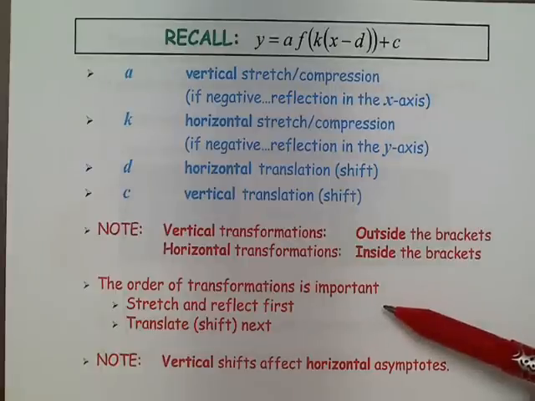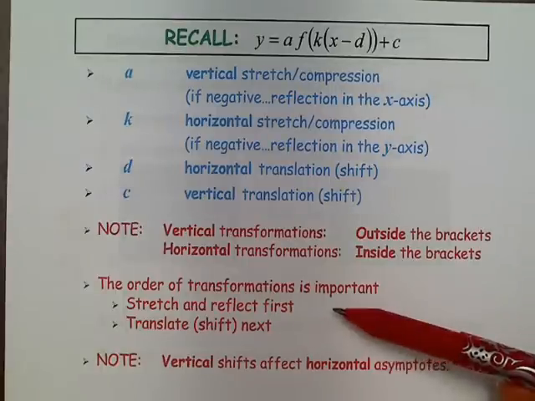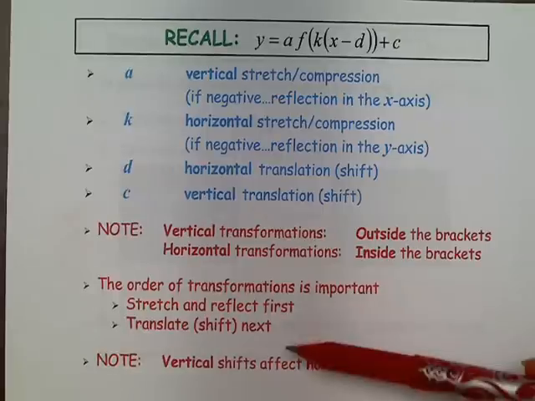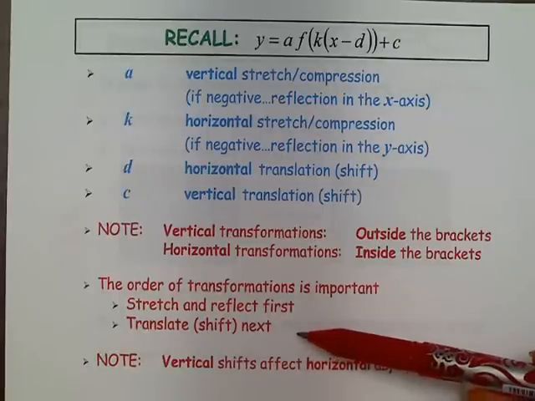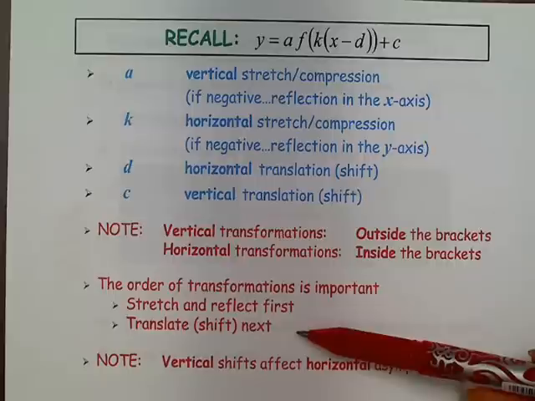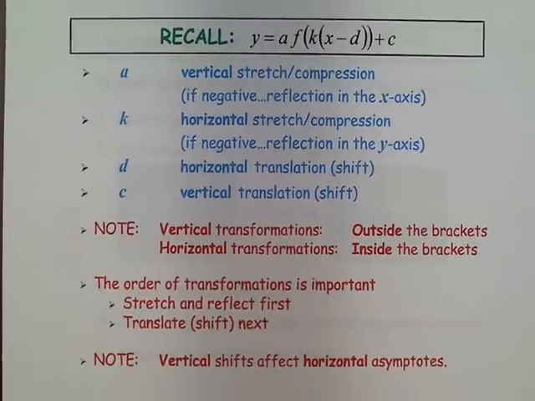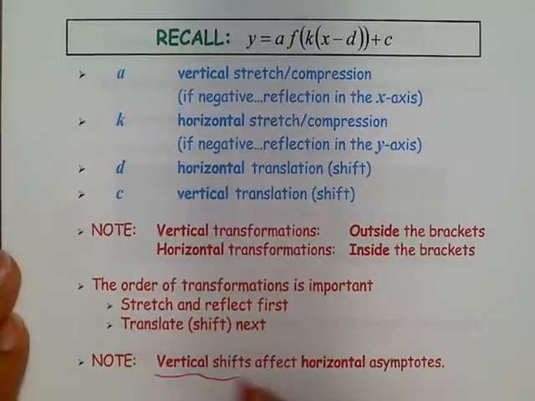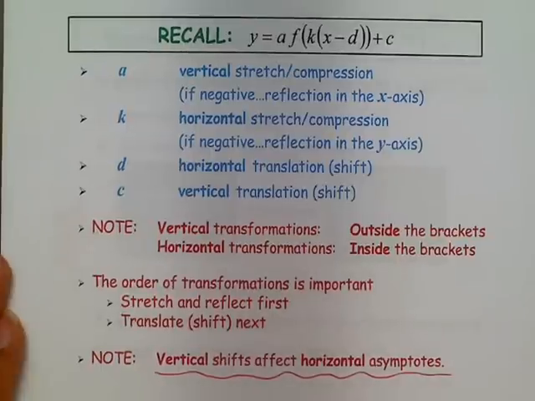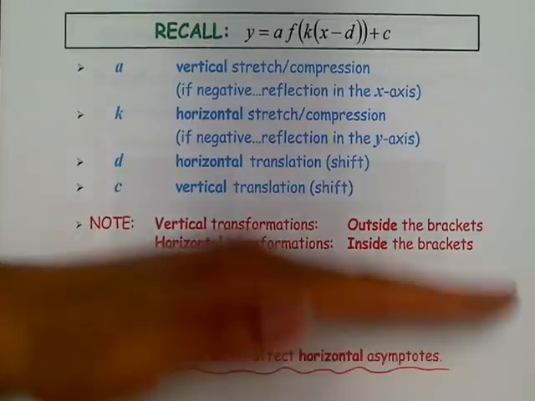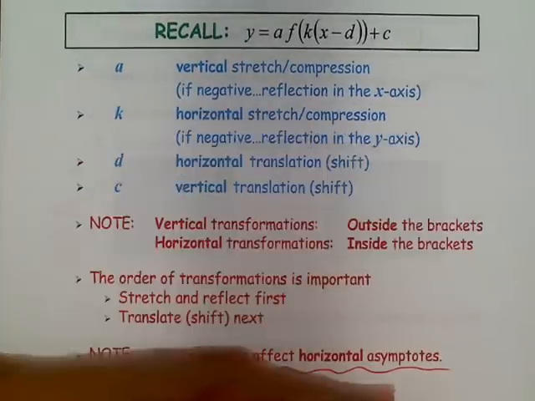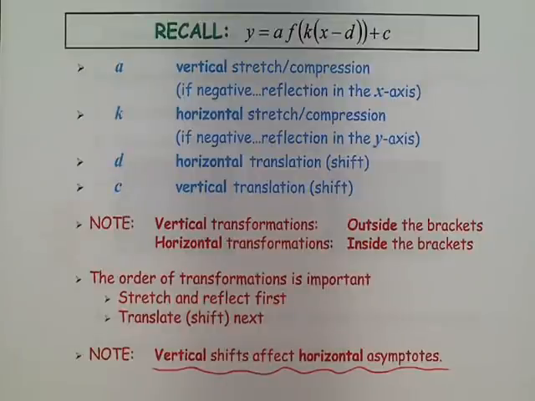The order of transformations is important. You want to make sure that you do the steps that require multiplication, like stretching and reflecting first, and then translating the graph next. Okay, so that's the adding and subtracting part. And because we've already looked at exponential functions and we know that there is a horizontal asymptote, remember that vertical shifts affect horizontal asymptotes. So if you have a horizontal asymptote, as you move the graph up or down, the location of the horizontal asymptote changes with it.